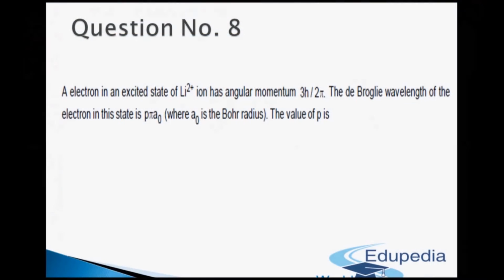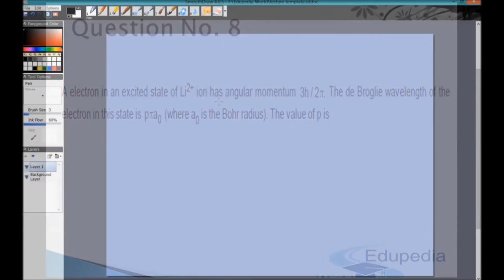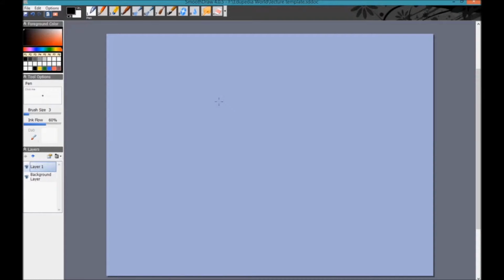Let's look at the next question. In the next question, we are given that an electron in an excited state of lithium has angular momentum 3h by 2 pi. We know that the mvr, which is the angular momentum, is nh by 2 pi according to Bohr's quantization rules, which means the orbital n is equal to 3.